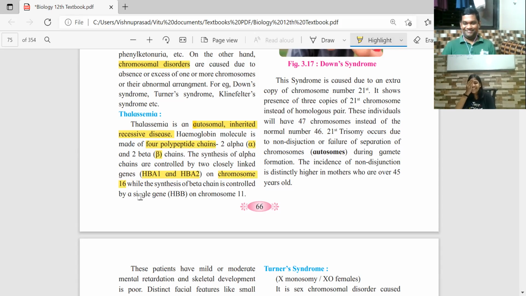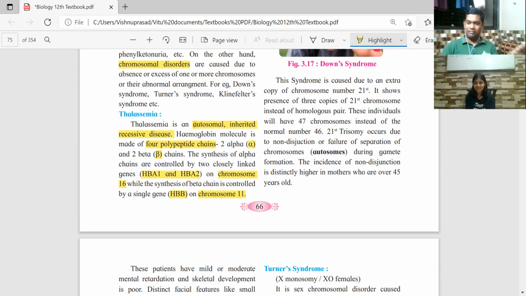Similarly, the beta chain, इसका जो formation है, it is controlled by a single gene called as HBB. And ये जो gene है, that is present on chromosome number 11. HBA1 and HBA2 are on 16. And beta chain is controlled, which is HBB, is controlled by chromosome 11. हर एक chromosome पे gene का अपना address है genome पे. तो ये दो समझा अच्छी तरह से.